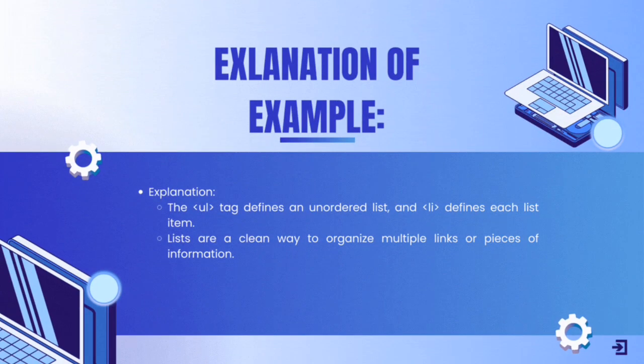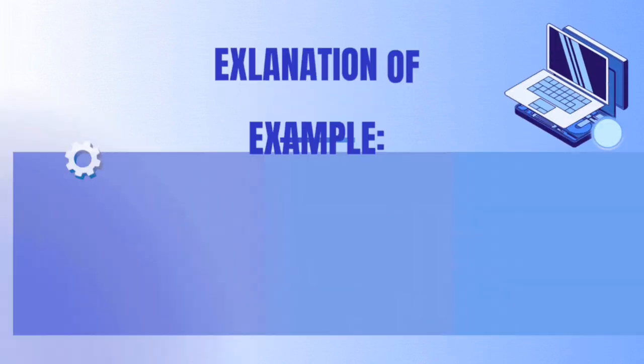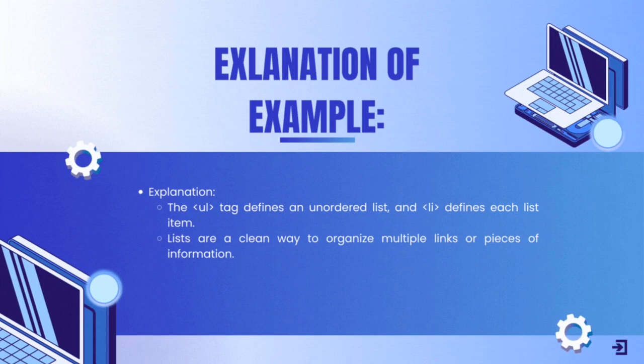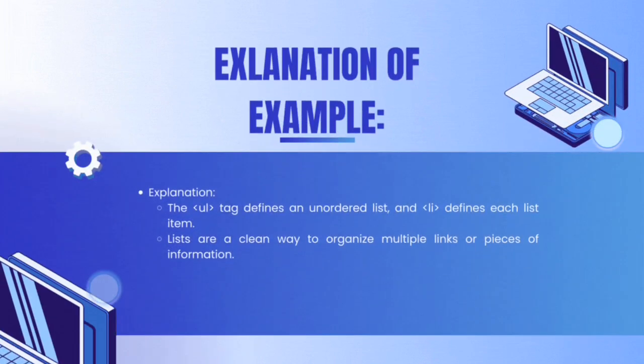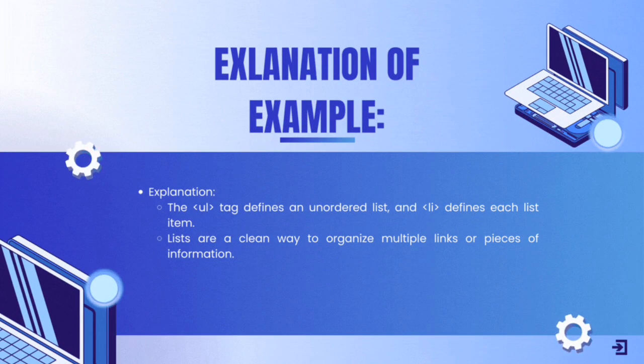Then this is the explanation of the example. As you can see, the ul tag defines an unordered list and the li tag defines each list item. Lists are a clean way to organize multiple links or pieces of information, as you know.